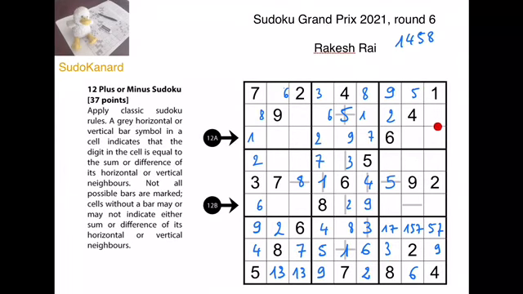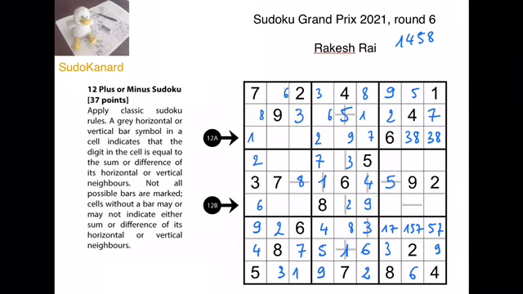Here the missing digits are 3, 8 and 7. This 7 goes here. 3 and 8. And the second row still needs a 3. This 3 disambiguates the 1-3 pair at the bottom. 4 and 5 here. Let's pencil mark them.